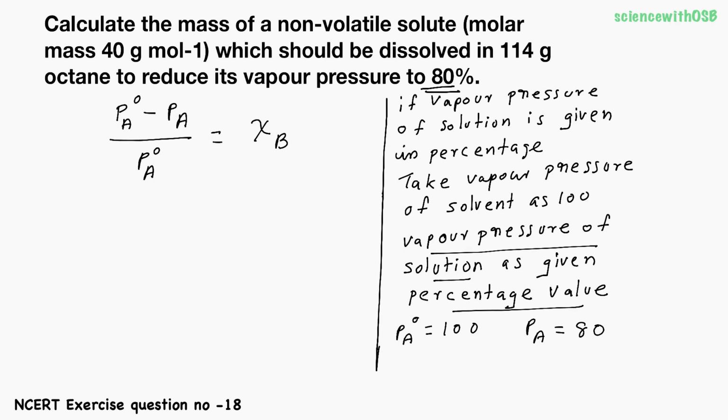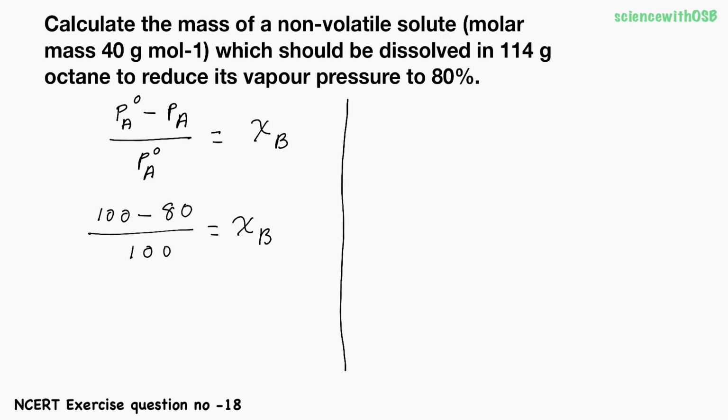We can substitute the values. So it is 100 minus 80, PA is 80, right? By 100 is equal to chi B. Correct? On calculating, what we will get? 20 by 100 is equal to chi B. So chi B is equal to 0.2. Put it as equation number 1.